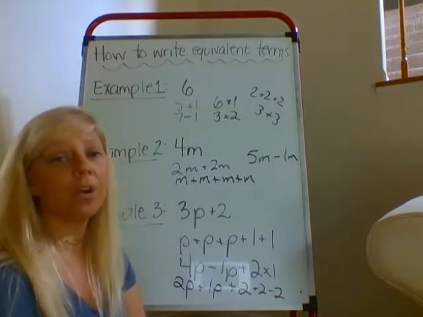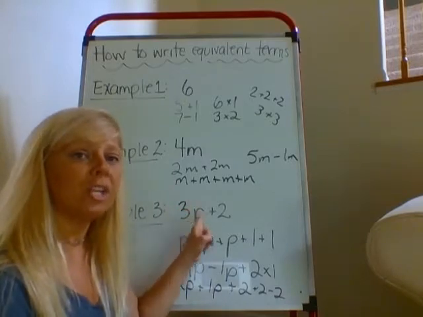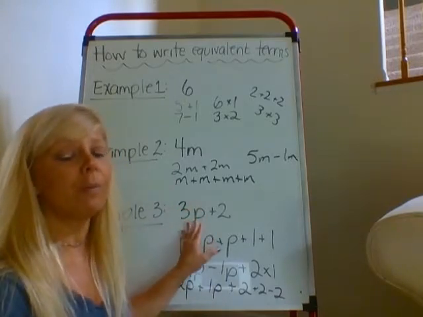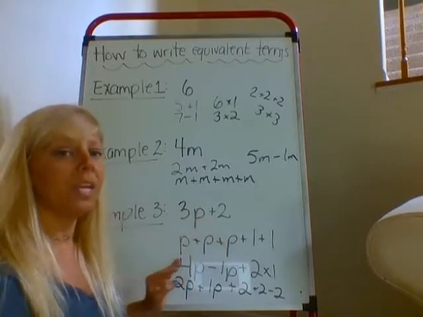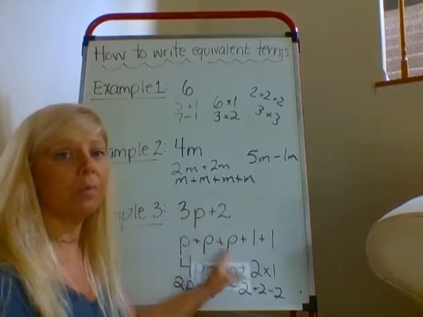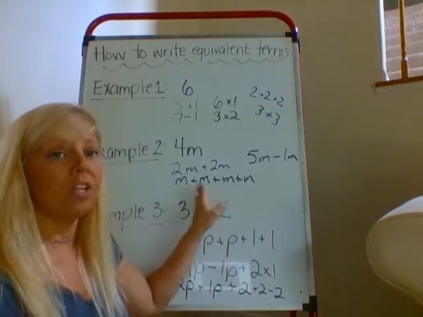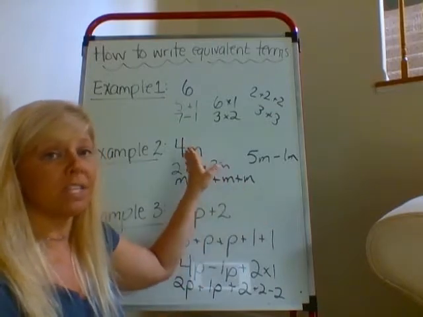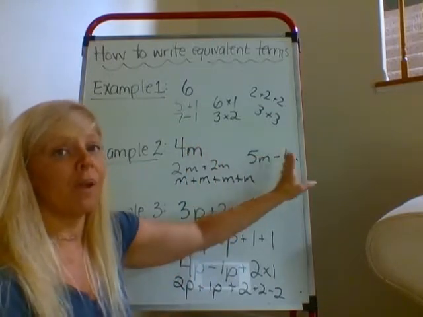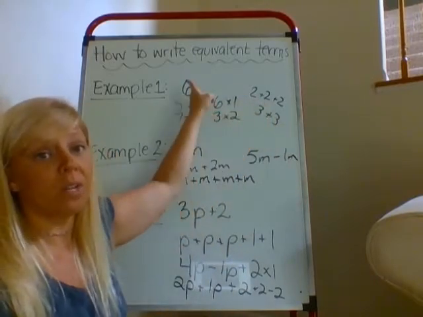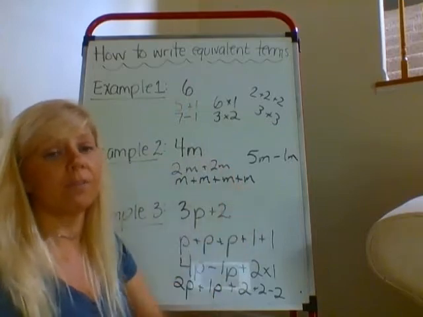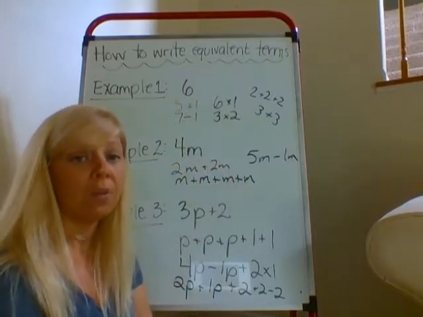All you have to remember though is when you have a coefficient and a variable, the coefficient is how many p's do I have. So again, if I have 1, 2, 3 p's, it's 3p. If I have 1, 2, 3, 4 m's, it's 4m. 5 minus 1 is 4. So same like 6, 5 plus 1 is 6. And here I just have the variables that I have to account for as well.